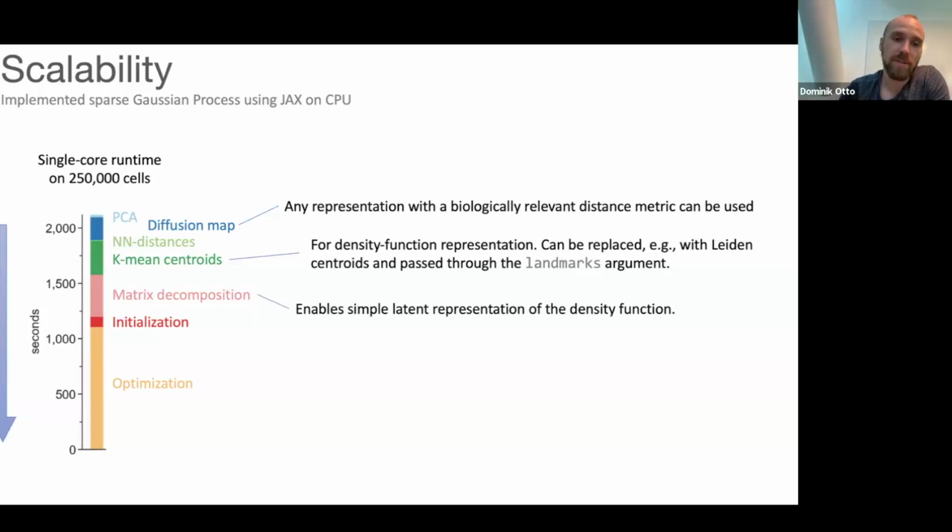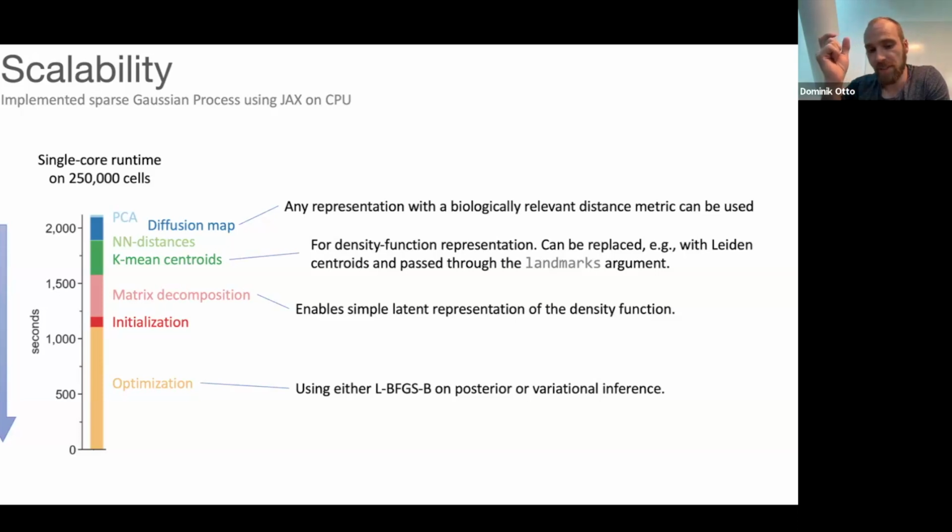Then we have this matrix decomposition, which is used for the internal representation of the density function. And there's a quick initialization and then the optimization. By default, we are just optimizing the posterior function. We're just finding the one density that maximizes the posterior. But you can use other optimization approaches as well. For instance, we also implemented automatic differentiation variational inference, where you can get the mean of the posterior density distribution and the standard deviations. And we also gave access to the posterior function itself, together with the initialization value, so you can actually use any optimizer you want, if you prefer something else in the algorithm.